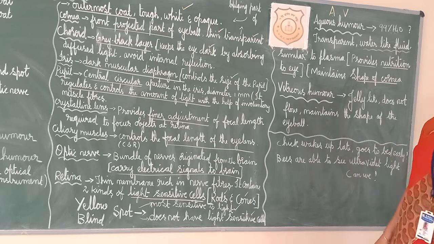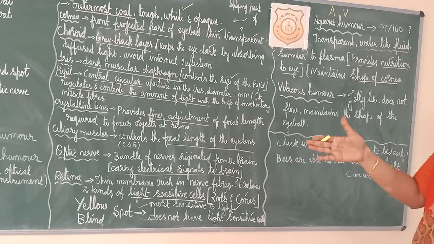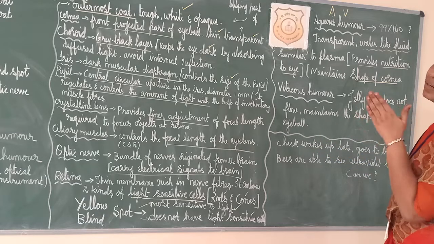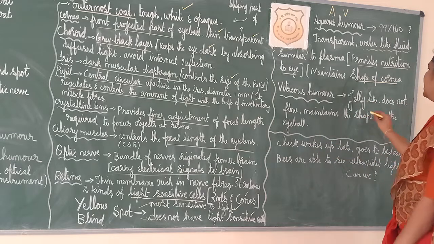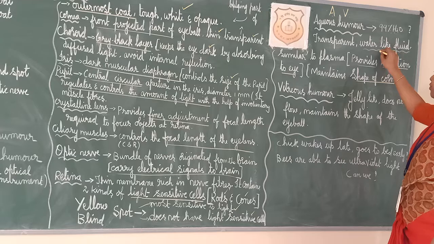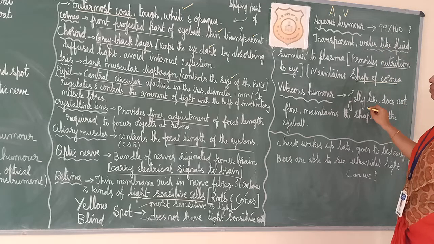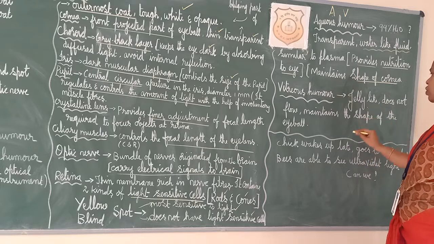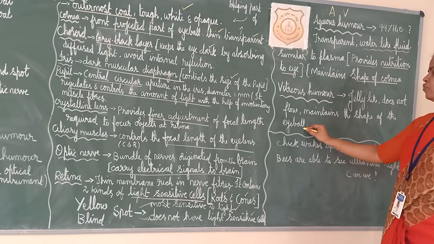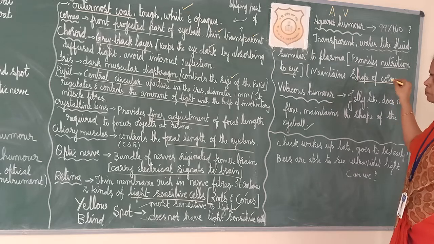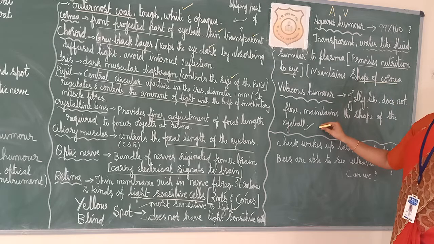The next one is vitreous humor. Vitreous humor is the next portion, the region between the lens and the retina. It is jelly-like. See here, it is water-like fluid. Here it is jelly-like. It does not flow. It maintains the shape of the eyeball. Here it maintains the shape of the cornea. Here it maintains the shape of the eyeball.